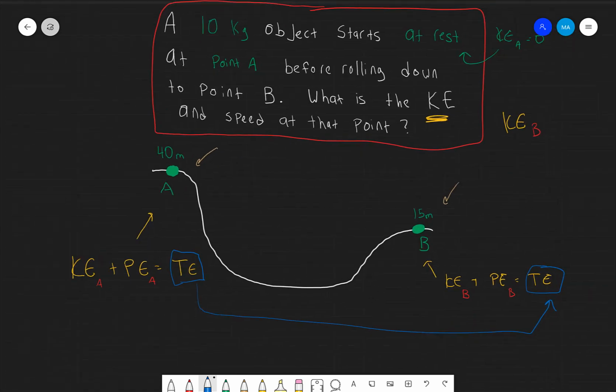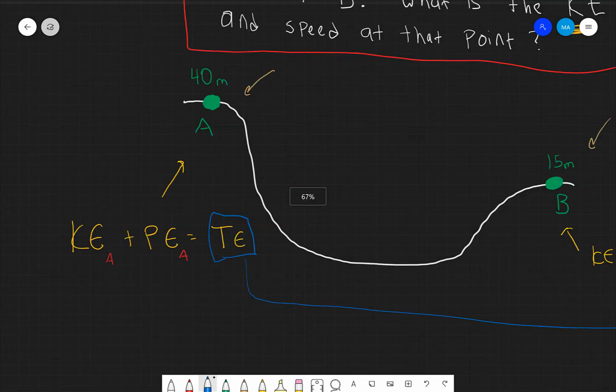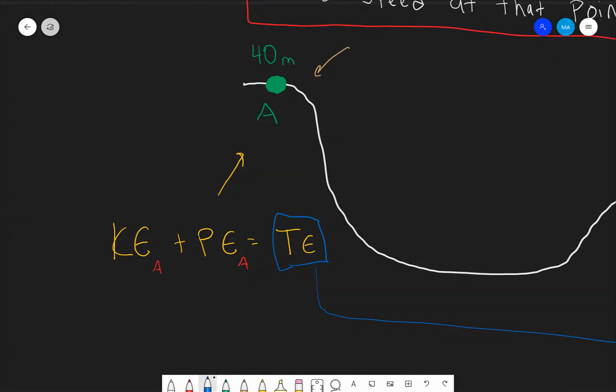I need to figure out the total energy at point A. So the kinetic energy at point A, well, it tells me it's from rest, right? So the kinetic energy is 0 at point A.